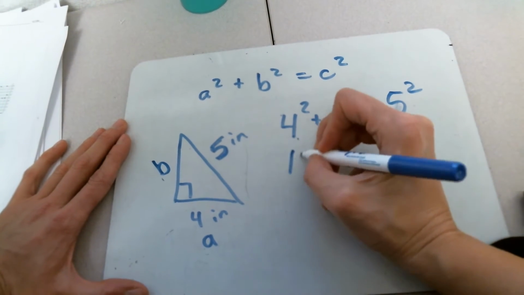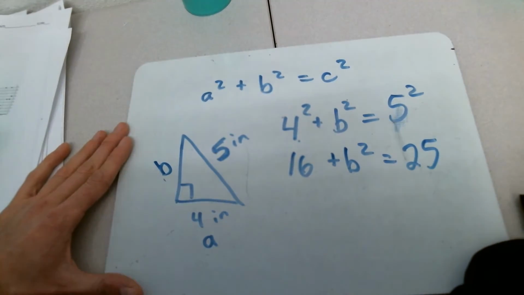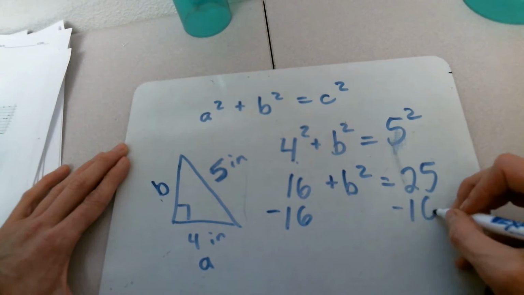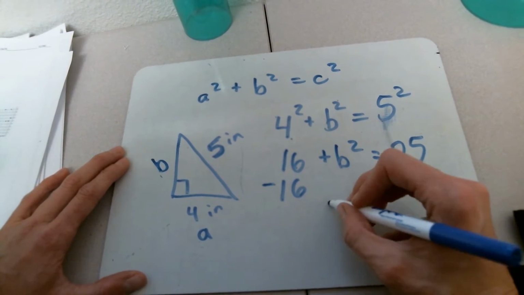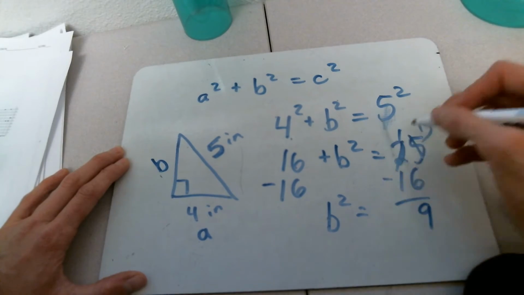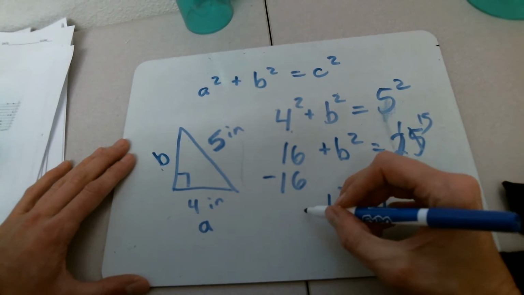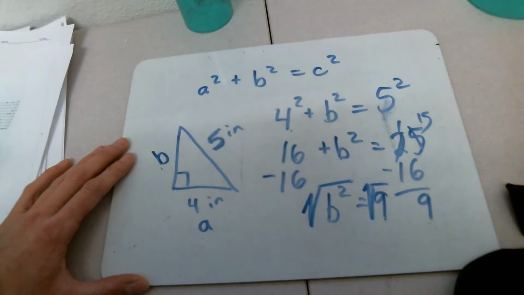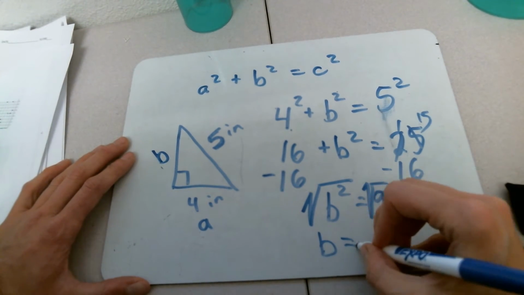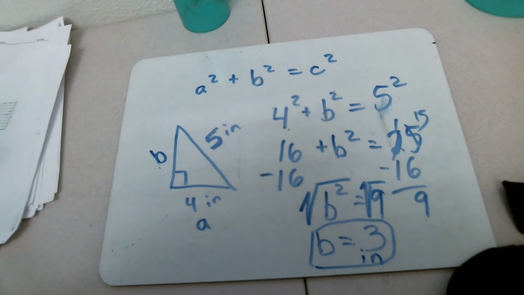So 4 squared gives me 16 plus b squared equals 25. Okay, if I want to solve for my b, I need to get rid of the 16, and because I do it to one side, I also have to do it to the other side. I'm left with b squared equals, and when I subtract here, I get 9. Now I'm not done yet because my b is squared. If I take the square root of it, and take the square root of 9, because I have to do the same thing to both sides, I get b equals 3. And inches, because that's what I was working.